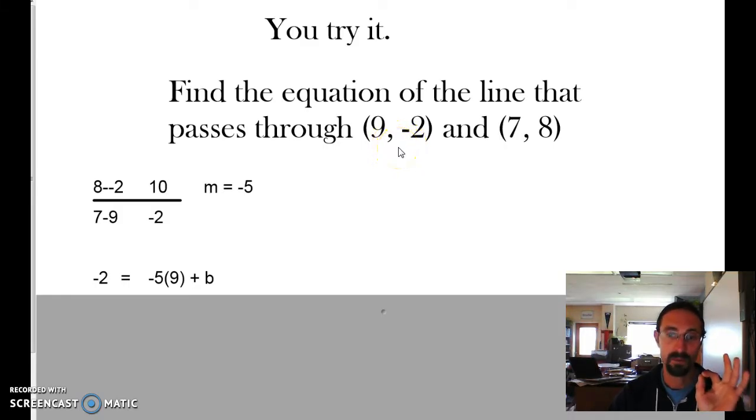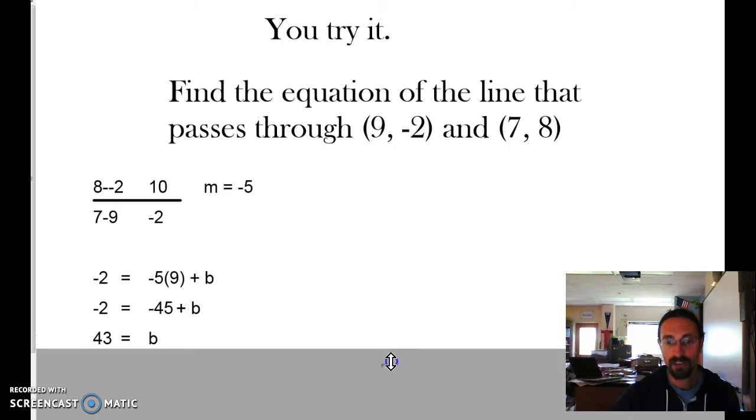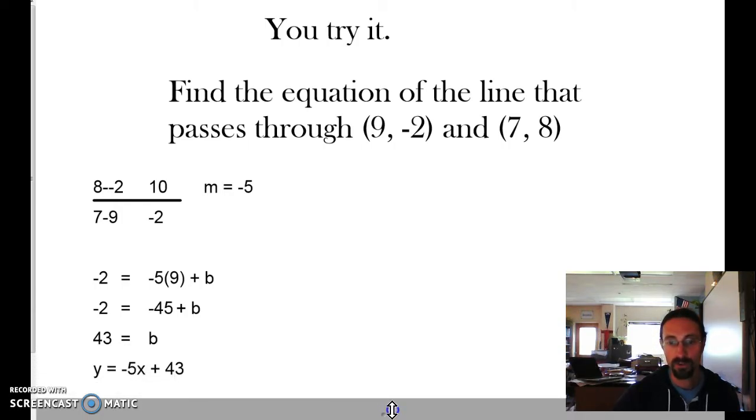from the same point. So -2 goes into the y, 9 goes into the x, so -2 equals -5 times 9 plus b. And go ahead and simplify that. -2 equals -45 plus b. Add 45 to both sides, and you get b equals 43. So lo and behold, y equals -5x plus 43.